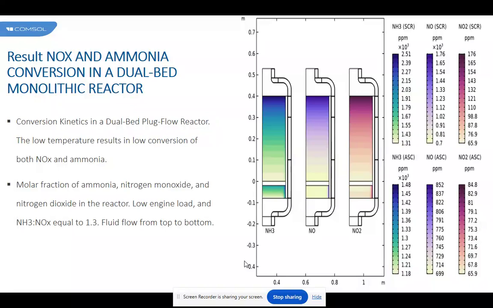the injected amount of ammonia needs to be adjusted as a function of engine load, and this value has been shown here in this simulation. On the use of dual cell density monoliths.